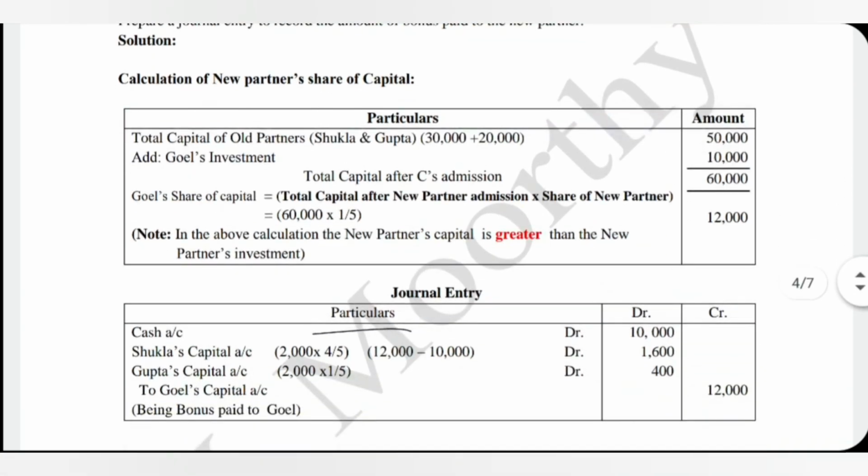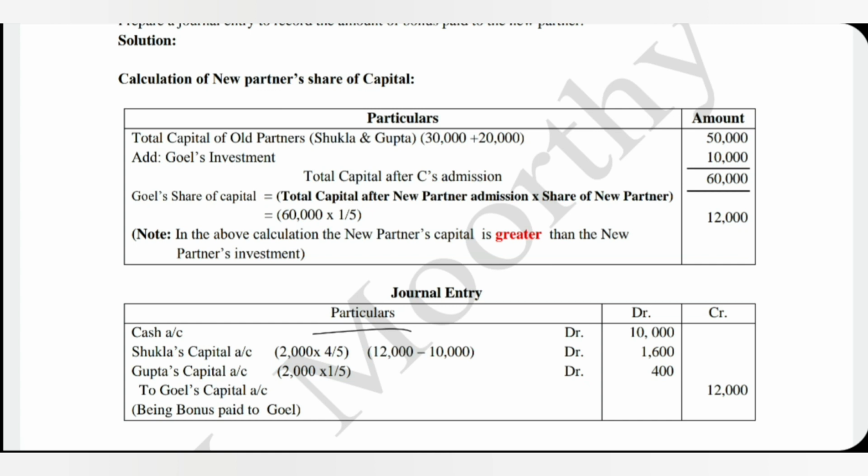So what is the journal entry to be passed? Cash account to be debited, Shukla's capital account, that is the old partner's capital account, to be debited, Gupta's capital account to be debited, this is also the existing partner, and Goyal's capital account to be credited. How much is the cash brought by the new partner? 10,000 is the cash brought by the new partner.